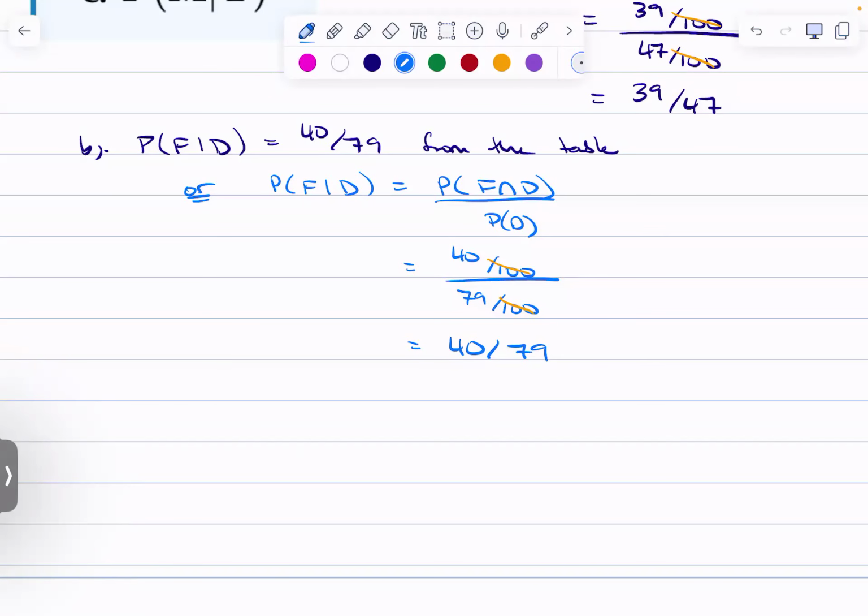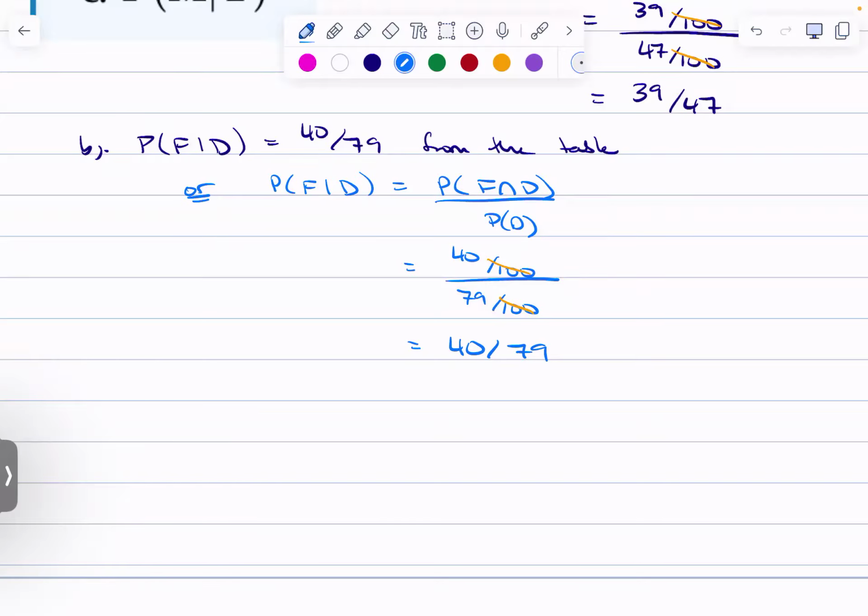You can use your calculator too. And you're allowed to give decimal approximations. 40 out of 79 is 0.506329, and so on. That's fine. Nice. So we found the same answer.